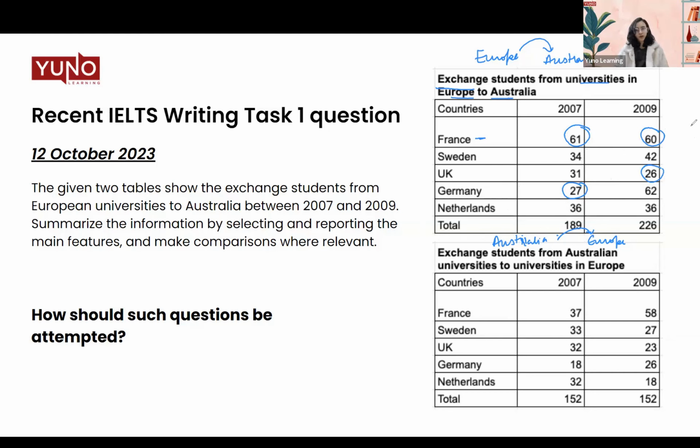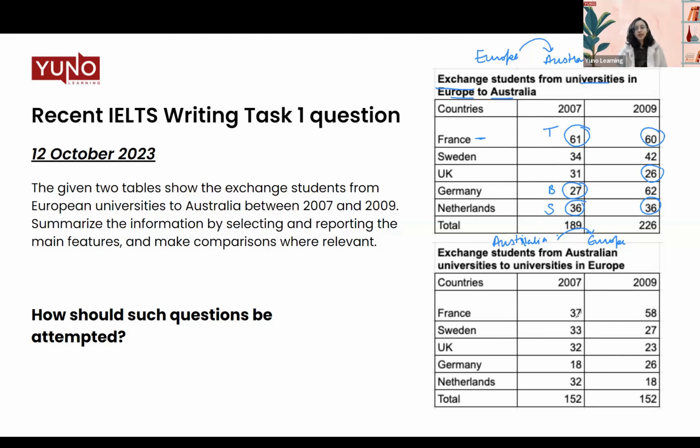Just the major things. We're not doing anything else, we're just identifying the main features. Do not focus on anything else right now, just the highest and lowest, or something that has remained stagnant. So the Netherlands has remained stagnant. These are the 3 things that we have identified. This is the topmost, this is the bottommost, and this is stagnant. T for top, B for bottom, and S for stagnant. That's it. Let's move on to the second chart.